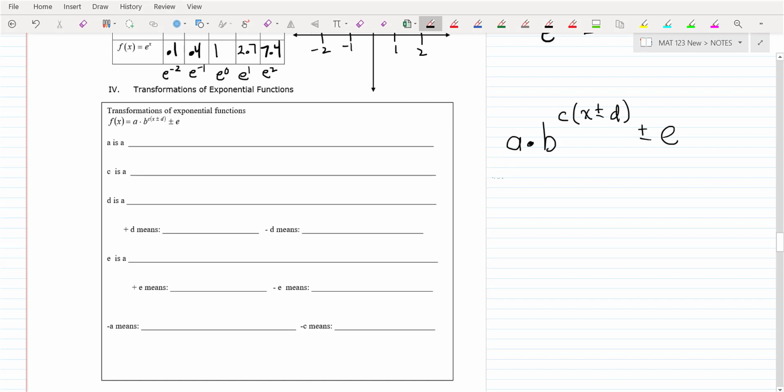So one thing that we can do on here is, let's start with A. What A does is that it multiplies y by A. So that's what we call a vertical stretch or shrink. And we have talked about this before. I don't know if you remember much about it or not, but we have.